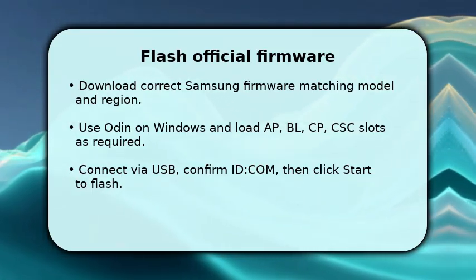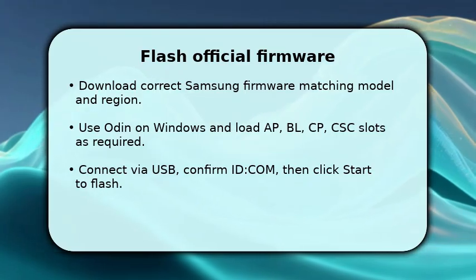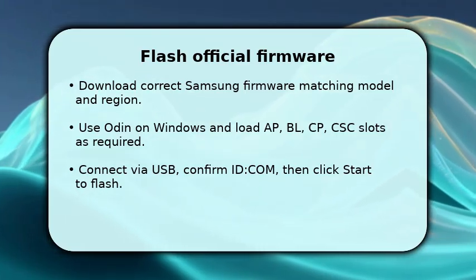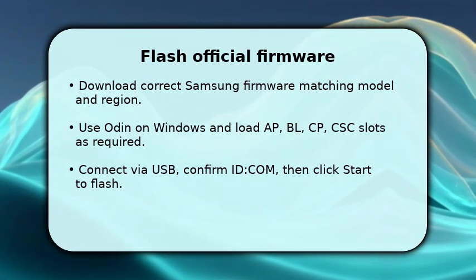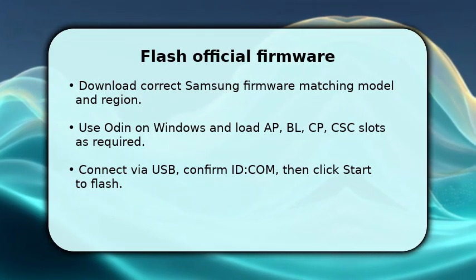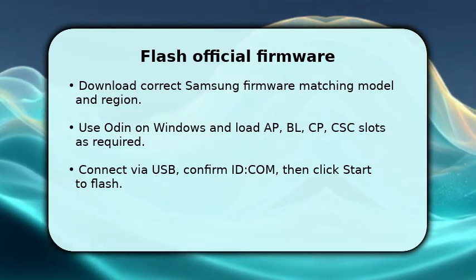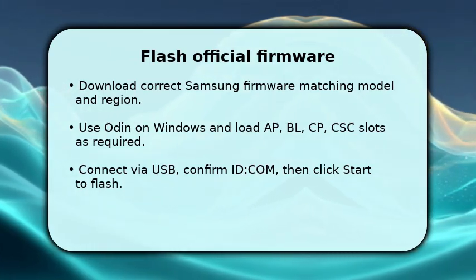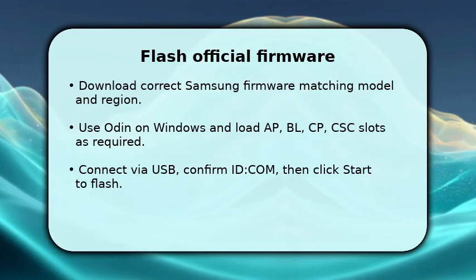Next, open Odin and load firmware files into the AP, BL, CP, and CSC fields per instructions. Use Home CSC to keep data if supported. Once connected and ID:COM lights up, press Start. Wait patiently while files install. Do not unplug. Interrupting this step risks corruption.